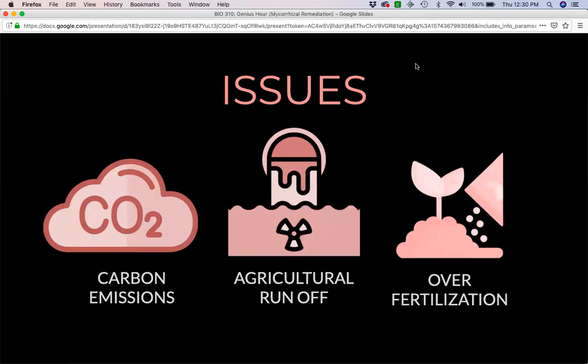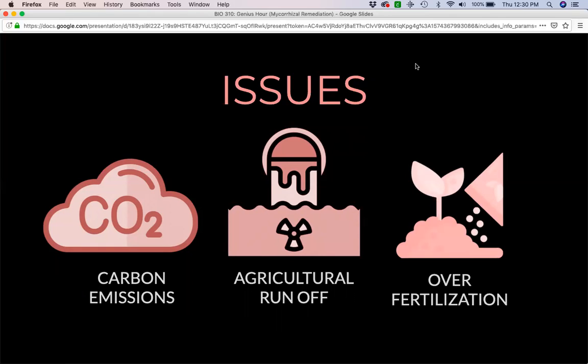The issue with this process, however, is that it emits a lot of greenhouse gases, obviously contributing to climate change. Agricultural runoff is a big issue post-production. So when these fertilizers are used, they will run out of the plot of land into a neighboring stream and cause downstream negative effects such as eutrophication.